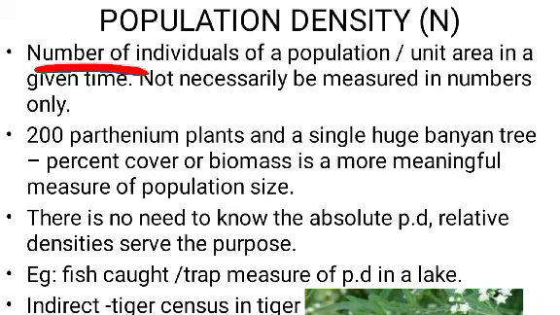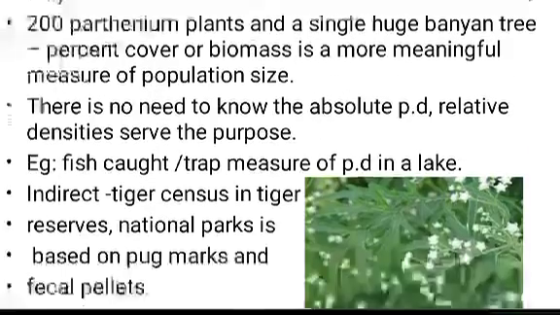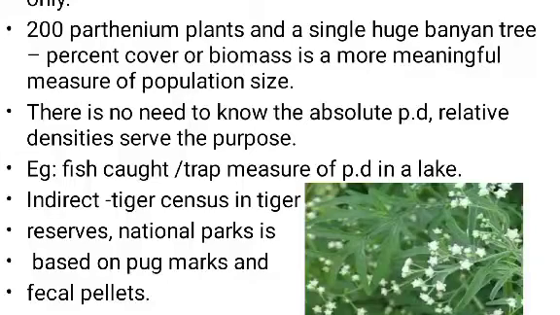Here you can see the plant Parthenium. This is the Parthenium plant. It is small in size, but 200 are there. So if we count the number and calculate the population density, it becomes meaningless. So in such cases, how do we measure the population size or the population density? Here, percent cover or biomass can be a better method. The percent cover or biomass can be a meaningful measure of population size.